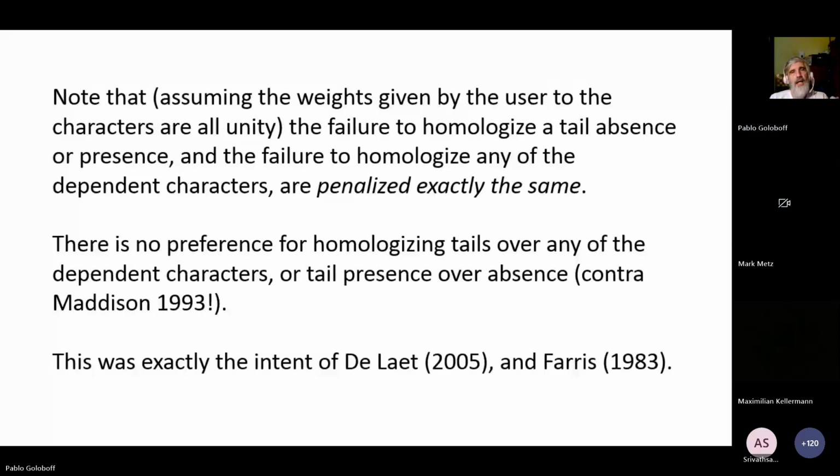And this, being able to handle characters, all of which have the exact same weight, was exactly the intent of Goloboff and Farris in 83.